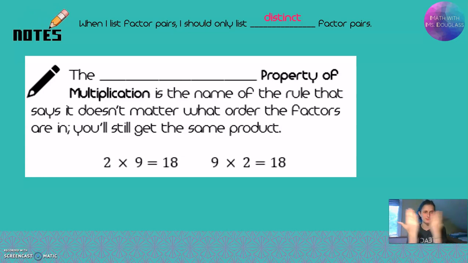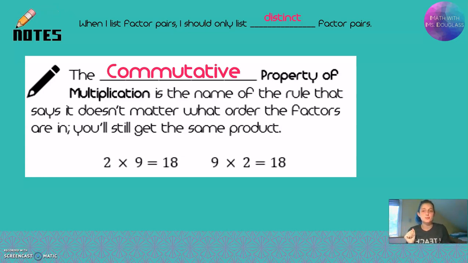And when you flip them, there's actually a name for that in math. It's called the commutative property of multiplication. And it's the rule that says, if you do 2 times 9, that's the same thing as 9 times 2. Same answer, it doesn't matter what order it's in. And that applies for if you have 2 factors or 3 factors or 21 factors. So long as it's all multiplication, you're going to get the same answer. This word, maybe you can think of it as you commute to school or to work.